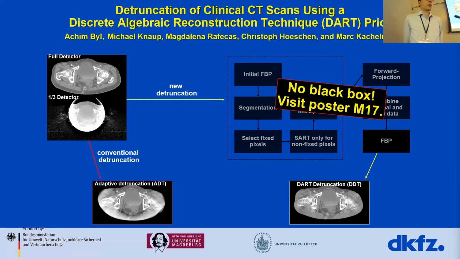With our new detruncation method based on DART, we are actually able to not only remove the cupping, but also restore information outside of the field of measurement. If you want to find out how, then look into the black box at poster M17.